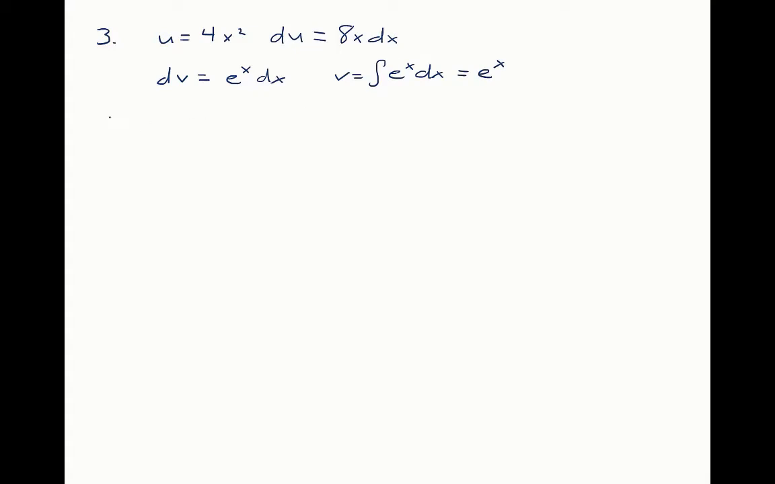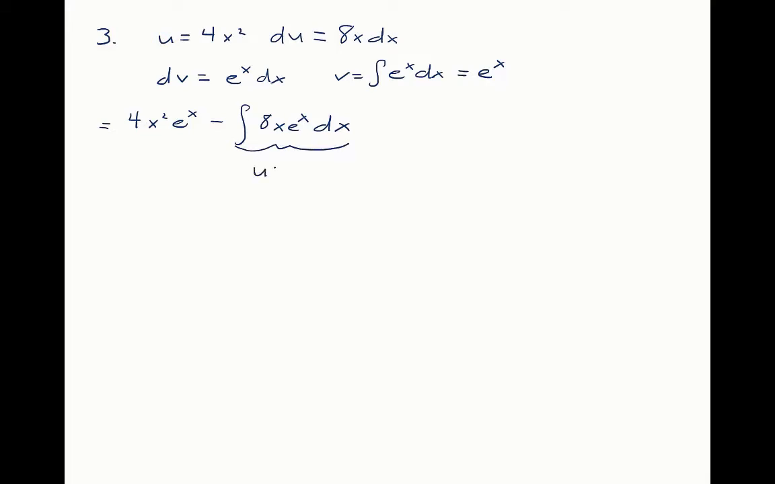Okay, so when we take our integral, then we get u times v, 4x squared e to the x, minus the integral of v du. So that's the integral of 8x e to the x dx. Okay, so this is done. We look at this one. You can't do this one by u substitution. So to do this integral, we have to do integration by parts again.